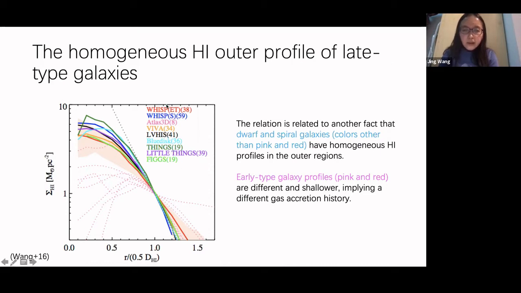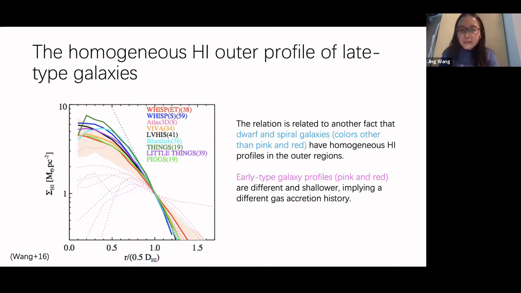Here, the red and the pink colors are samples for early type galaxies. These galaxies show different behaviors. The profiles are shallower than the other samples. They are more extended in the outer regions, with lower densities in the inner regions, implying that they have a different gas accretion or distribution history than other galaxies.